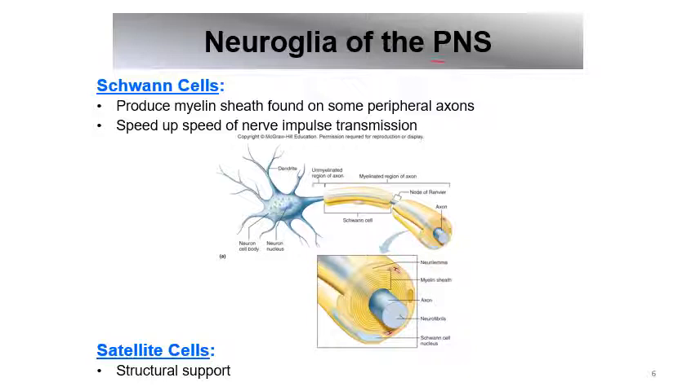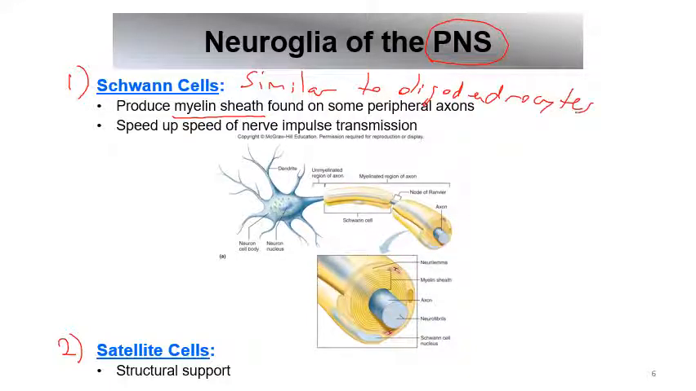The helper cells for the peripheral nervous system, there are only two types here. The Schwann cells. Schwann cells are like the oligodendrocytes. So we'll say here similar to oligodendrocytes, and they're making the myelin sheath. Myelin sheath, we're going to learn, speeds up the electrical signal. Speeds up the speed of nervous signals.